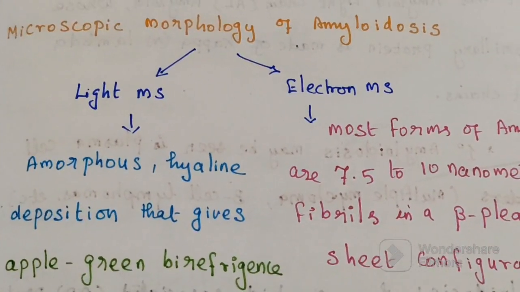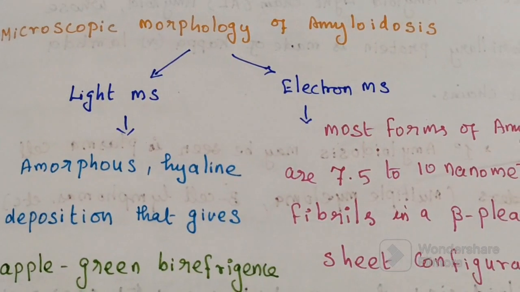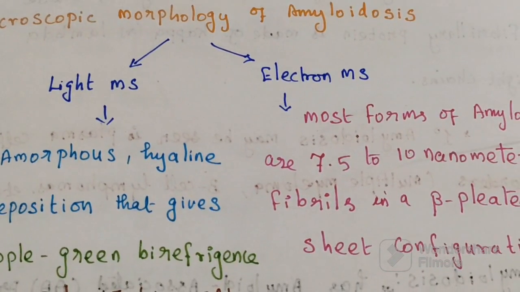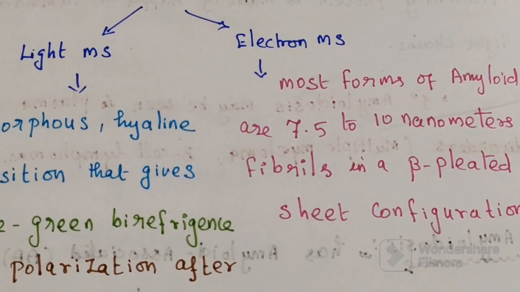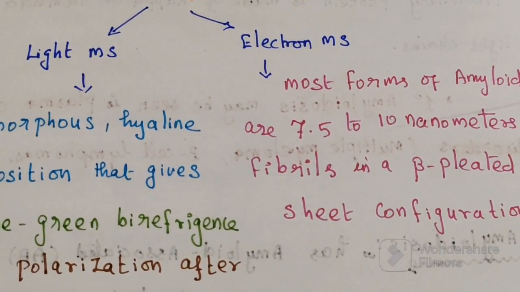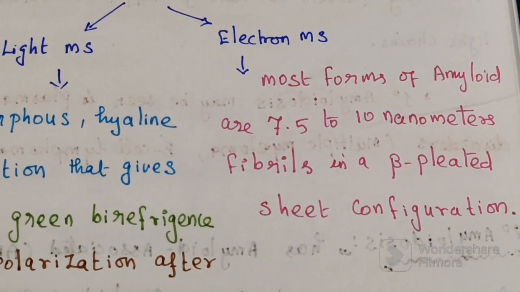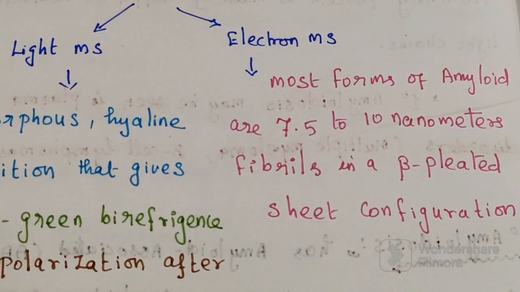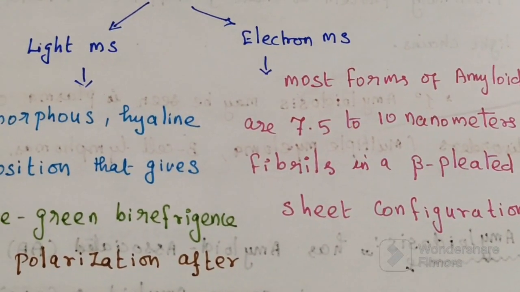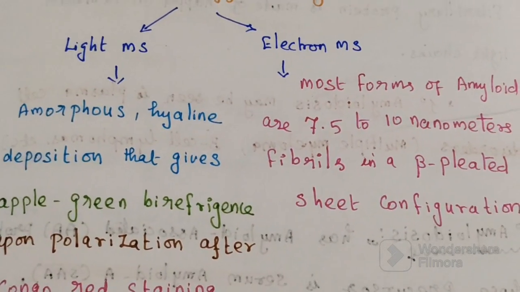Next is the electron microscope. Most forms of amyloid are 7.5 to 10 nanometer fibrils in a beta-pleated sheet configuration.